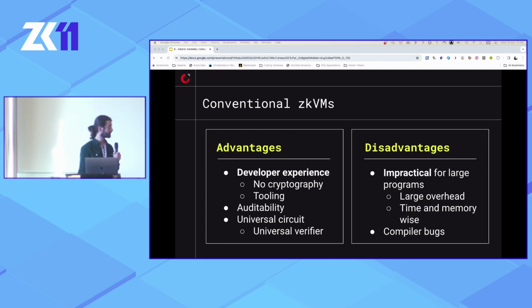The disadvantages are quite clear. It's quite impractical for large programs because the overhead that this abstraction brings is very high, both computationally and memory-wise. And in a way, even though it's a minor problem, we can also introduce bugs in the compiler. So it's not as much as compiling directly to circuits, but it still is something that this approach can bring.